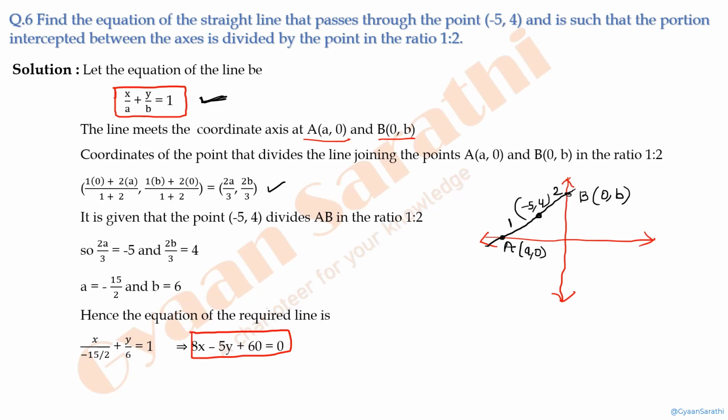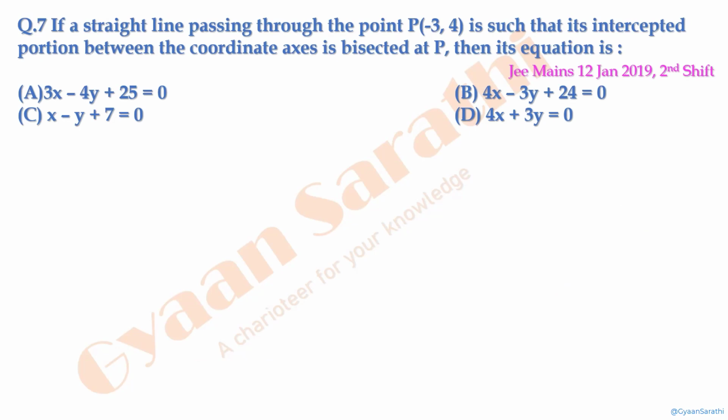I hope you understood the solution. Moving ahead, we have another question. This is from JEE Main 12th Jan 2019 second shift. The question says, if a straight line passing through the point P (minus 3, 4) is such that its intercepted portion between the coordinate axes is bisected at P, then its equation is: A, 3x minus 4y plus 25 is equal to 0; B, 4x minus 3y plus 24 is equal to 0; C, x minus y plus 7 is equal to 0; and D, 4x plus 3y is equal to 0.